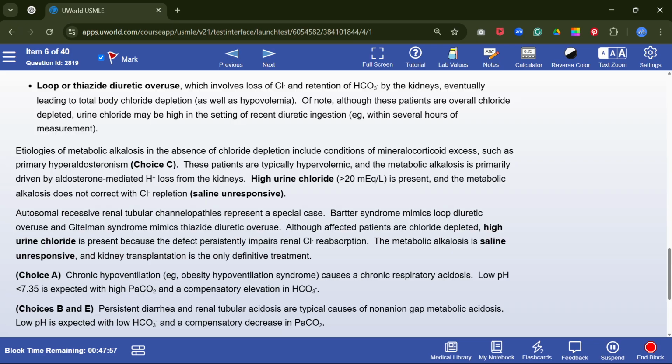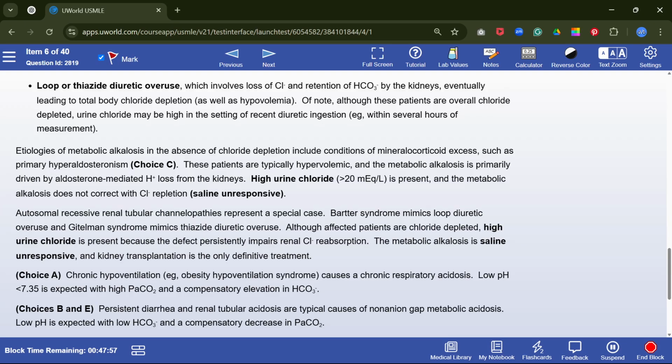Bartter blocks the sodium potassium 2 chloride channel, and Gitelman blocks the sodium chloride channel in the early DCT. So both block the sodium chloride channel. So chloride remains in the blood when it is excreted through the kidney, then urine chloride is high.